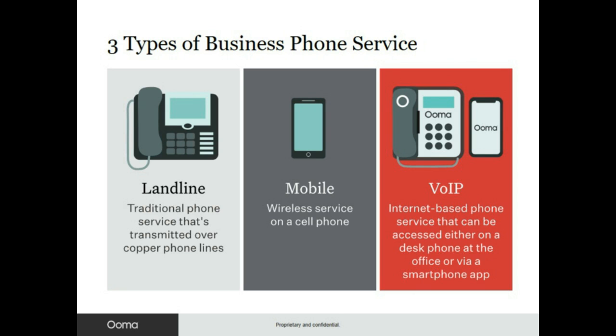VoIP is internet-based phone service that's accessed via either a smart internet phone, an app on your smartphone, or an app on your computer. So we'll spend a little bit more time digging into all of those different types of access points within VoIP. But again, we just wanted to remind everybody of the three types of phone service that are available today. Landline, the traditional plain old telephone service over copper wires that dates back to grandma's black rotary phone. Mobile, which is over cellular networks, and then VoIP, which is over the internet.